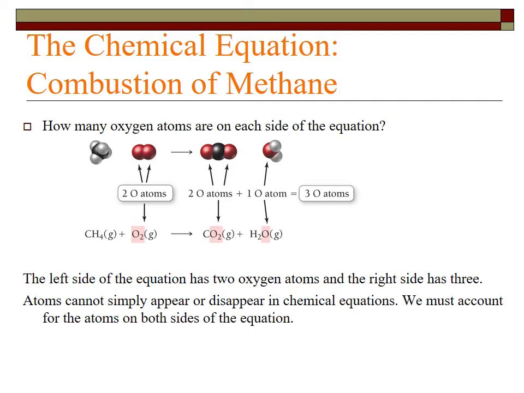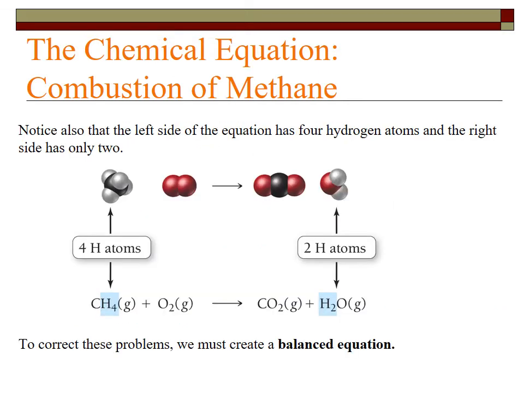So in that case, if I was to change the CO2 to just CO, that would be carbon monoxide versus carbon dioxide. So we change the chemical compound. That is not allowed, right? If we change the chemical compound, then we change the reaction itself. So what we have to do is balance these particular equations. Notice also that the left side of the equation has 4 hydrogen atoms and the right side only has 2. So again, I'm off on my balances.